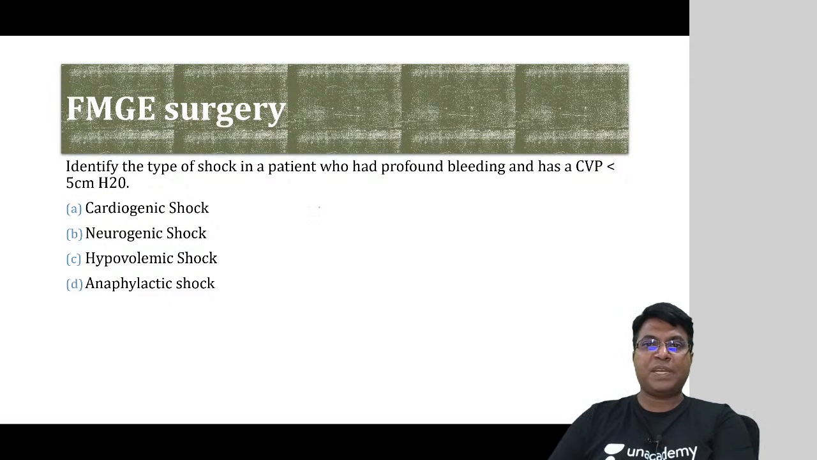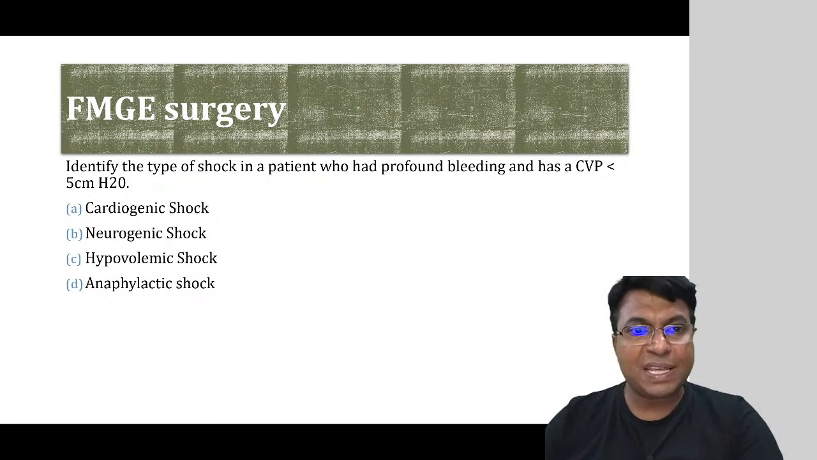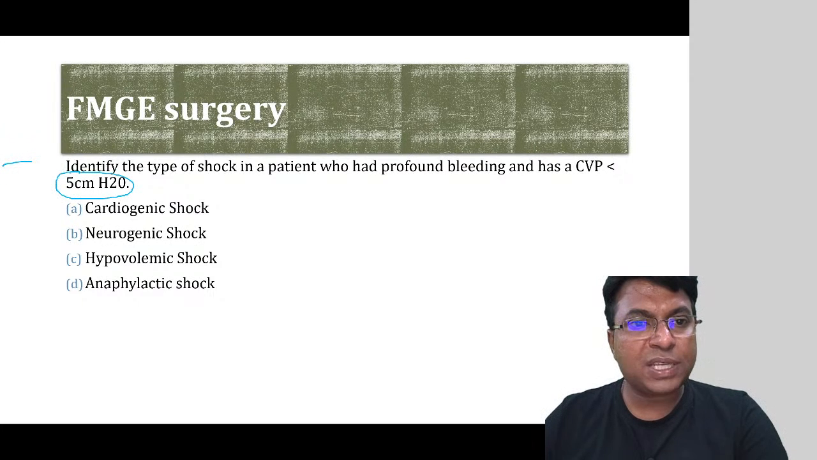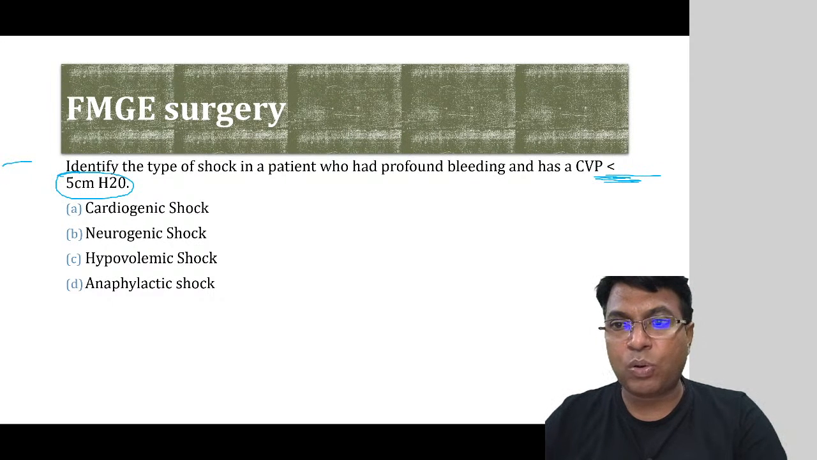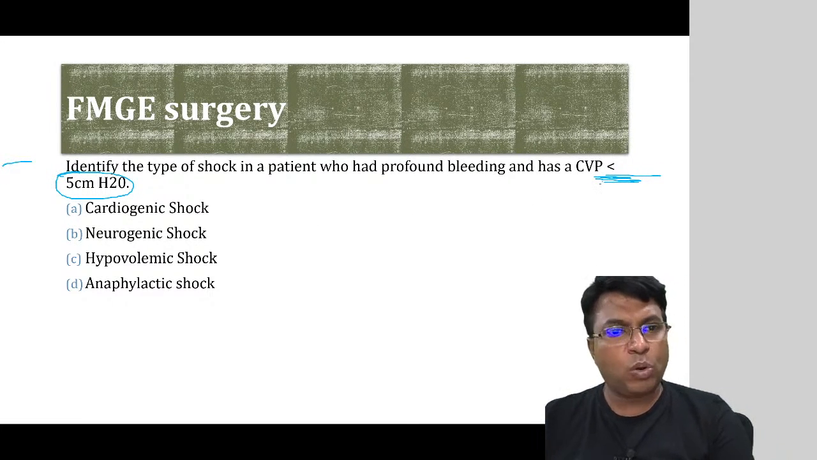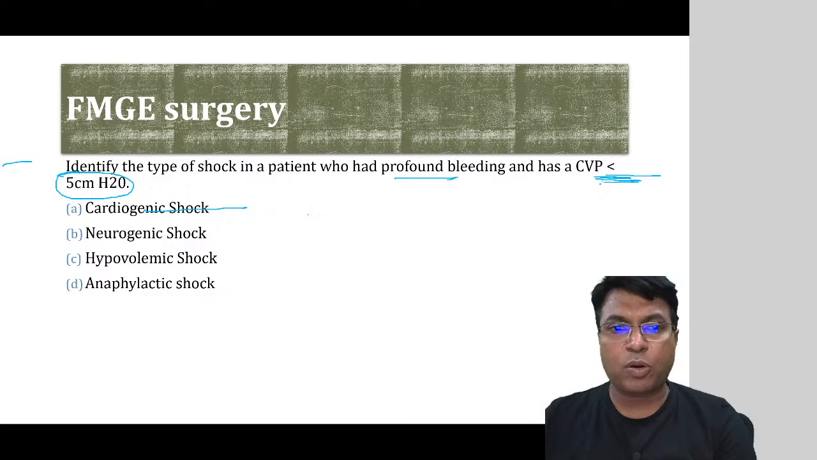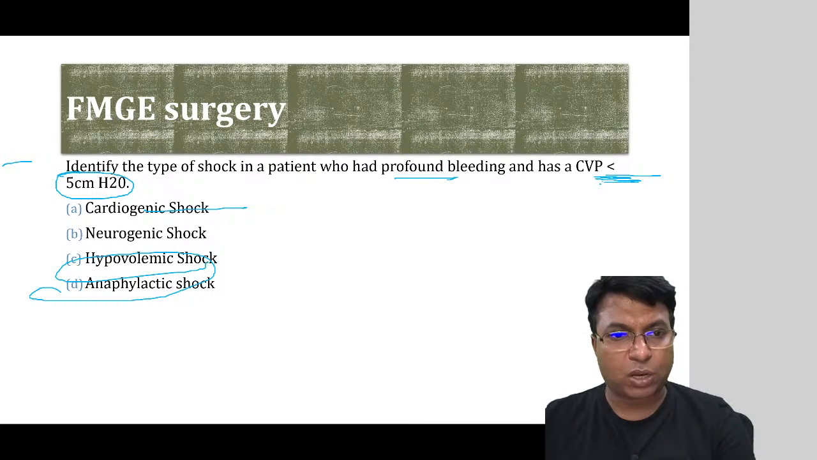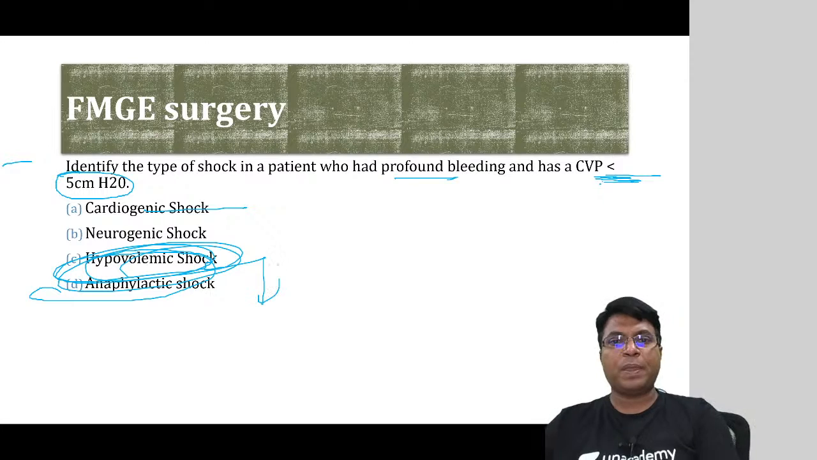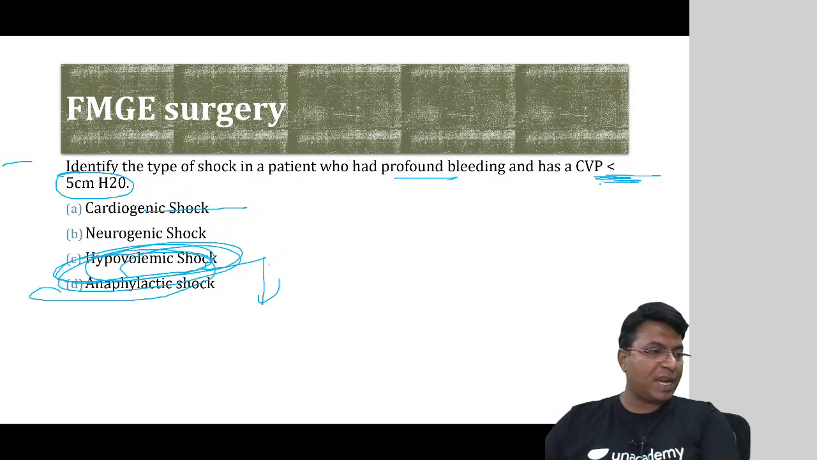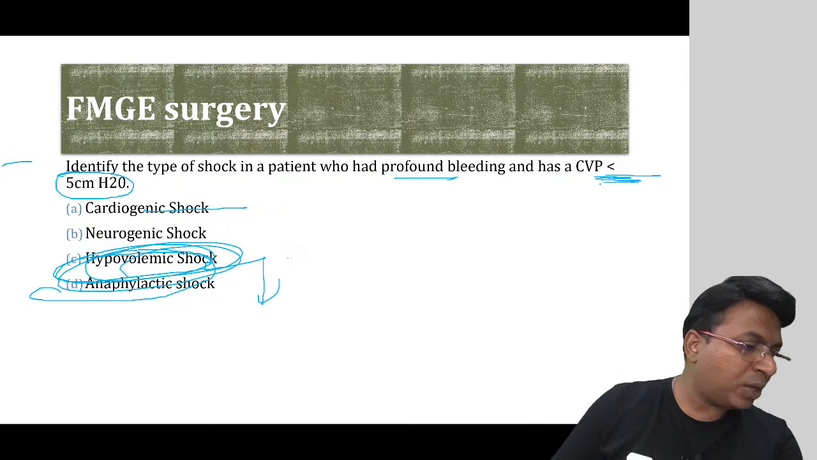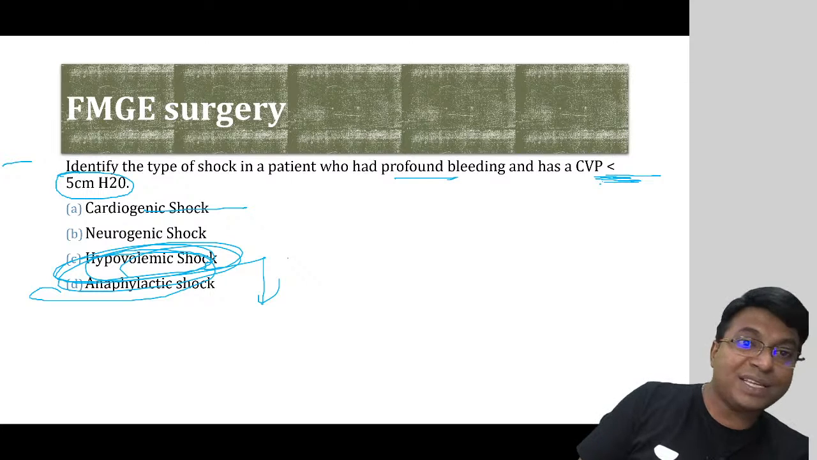Identify the shock in a patient who had profound bleeding and has a CVP less than 5 cm. Low CVP in a trauma patient with profound bleeding, no doubt it is hypovolemic shock. Hypovolemic shock is a cause of low CVP. The answer is low CVP, not cardiogenic shock. In cardiogenic shock, you will have high CVP. Central venous pressure will be high.